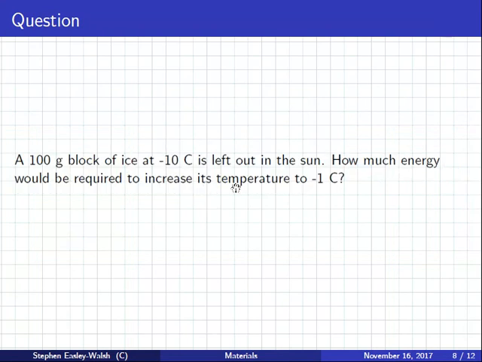Right, here is another one, but I'd like you to try this one now. A block of ice begins at -10. How much energy do you need to increase it to -1?